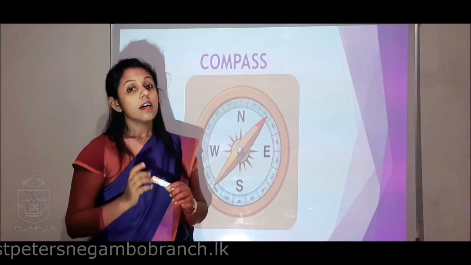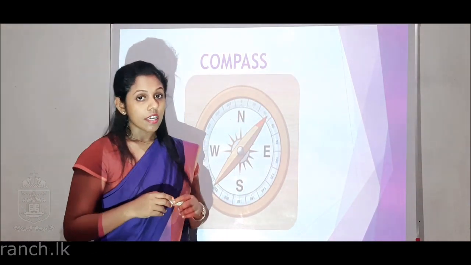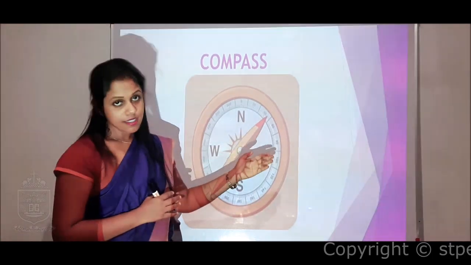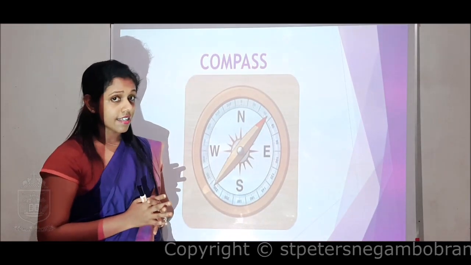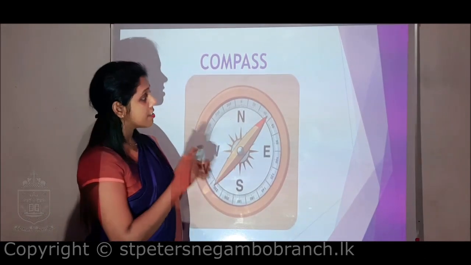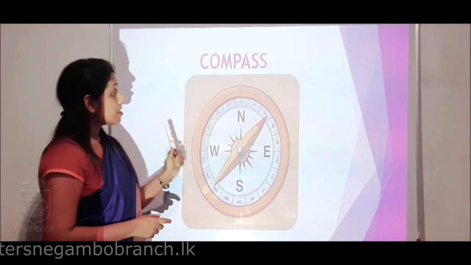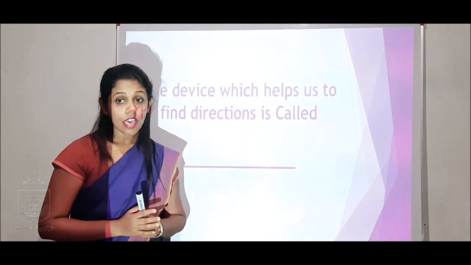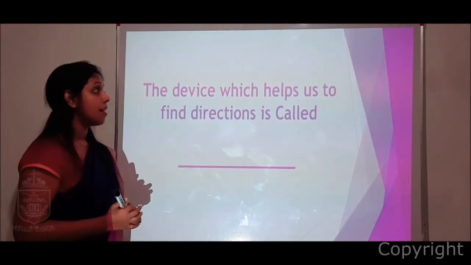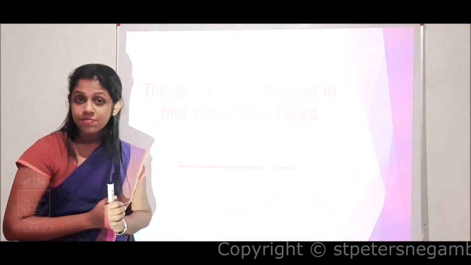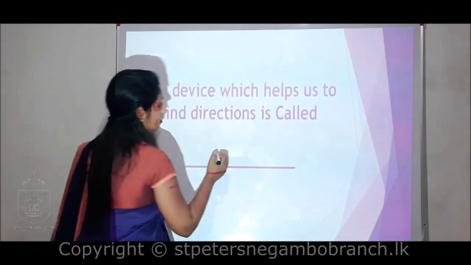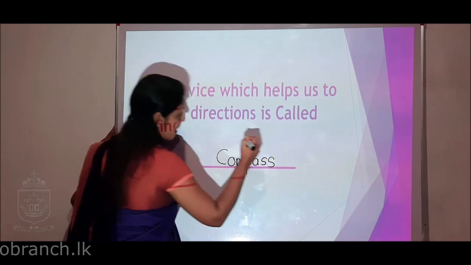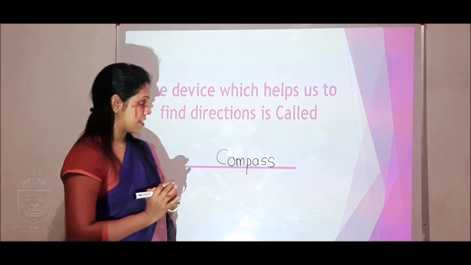Okay, children. Apart from this lesson, during the day we can find different directions by looking at the sun. But what if it is night? For that we can use a device known as a compass. The compass helps us in getting different directions. Now I have a question for you. The device which helps us to find direction is called, well, the answer is compass. The compass helps us in finding different directions.